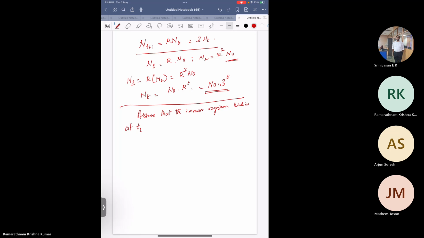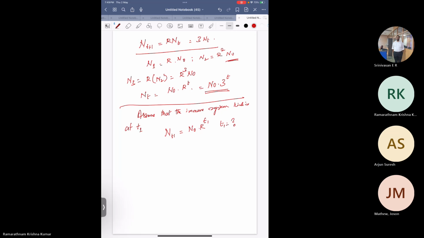You guys, you are with me, Arjun? Yes, sir. So I'm going to now write N t1. How do you write this? N0 into 3 raised to T1. R raised to T1. Now I want to find out T1. That's the question.